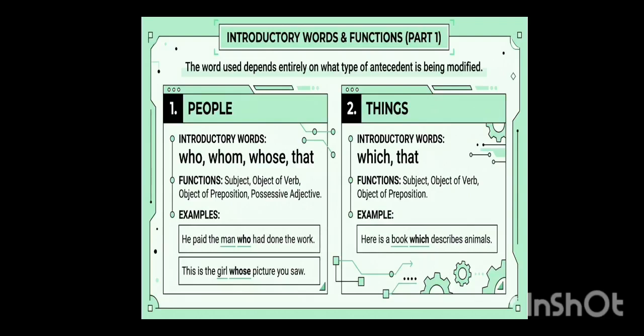Now look at the second box, things. When describing objects, concepts, or animals, we use which or that. "Here is a book which describes animals." We use which because a book is a thing, not a person. Yes. If I say "the teacher ___ helped me was kind," do we use who or which? Which one? You tell me. "The teacher who helped me was kind." We use who. Excellent. Because a teacher is a person. Yes.